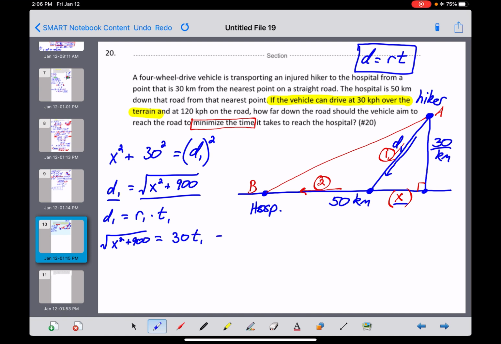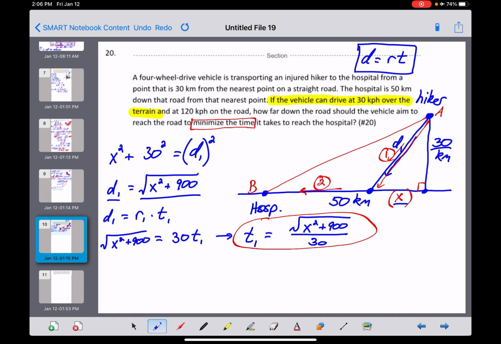So now, if I solve that for T1, guys, T1 is going to equal the square root of x squared plus 900, all divided by 30. Now, I'm nowhere close to my answer here, guys, but that's something really important. That expression tells us the time that it's going to take to get from the injured hiker to the road on this little angle right here.